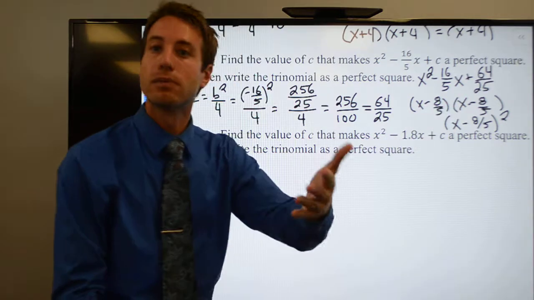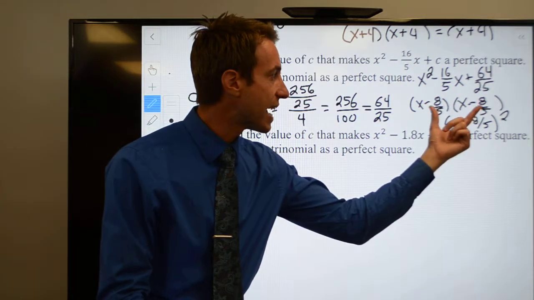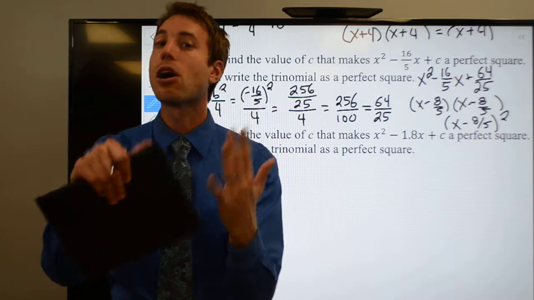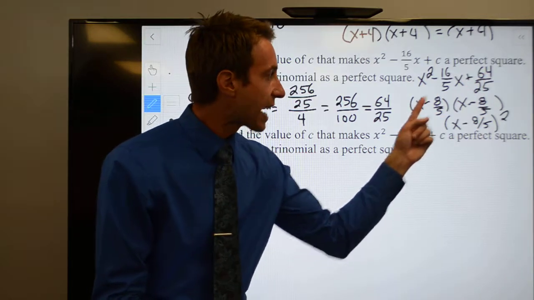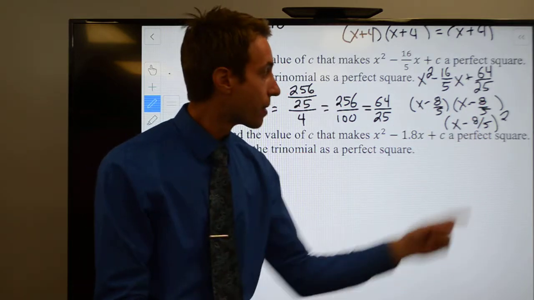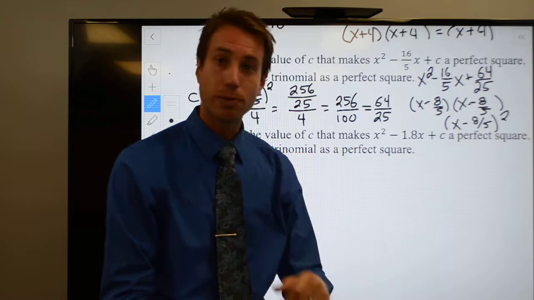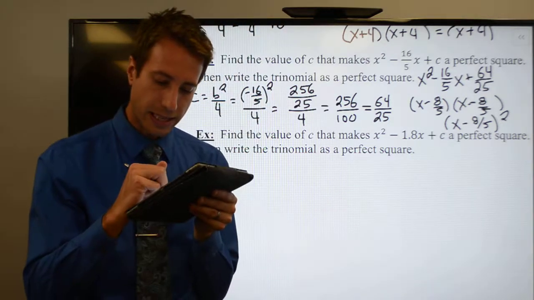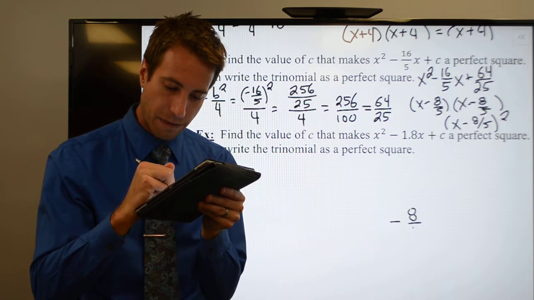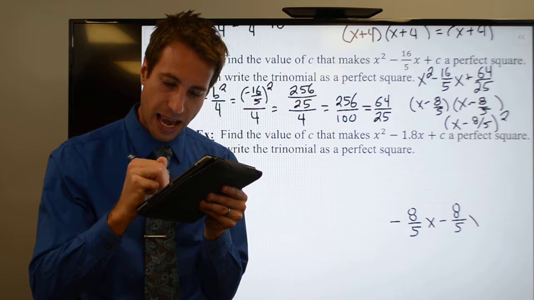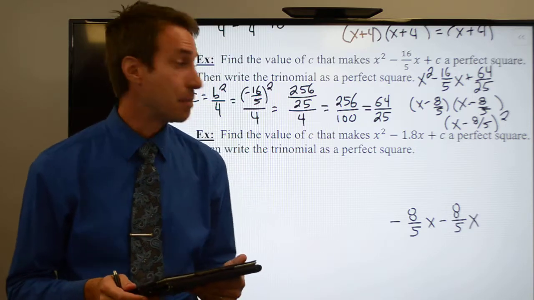X times x, x squared. I already showed you how negative 8/5 times negative 8/5 is going to be 64/25. Let's talk about those middle terms. X times a negative 8/5 would be a negative 8/5. Negative 8/5 times x would be a negative 8/5 x, right? So what you wind up with is minus 8/5 x minus 8/5 x, right? Those would be my middle terms.